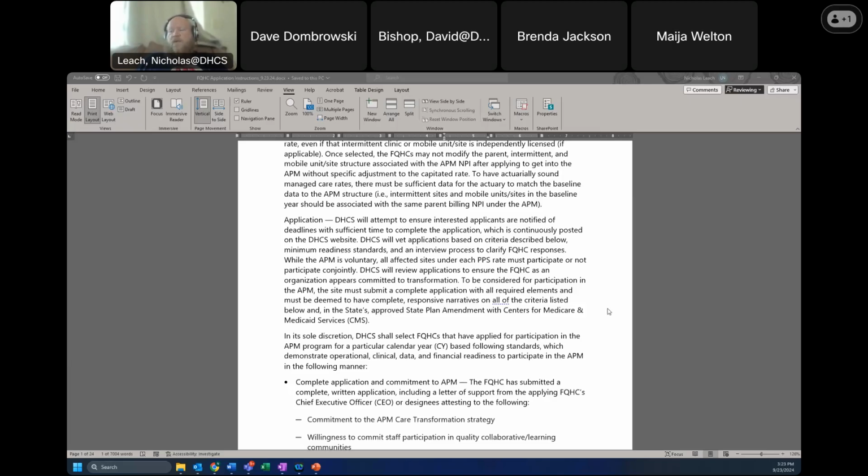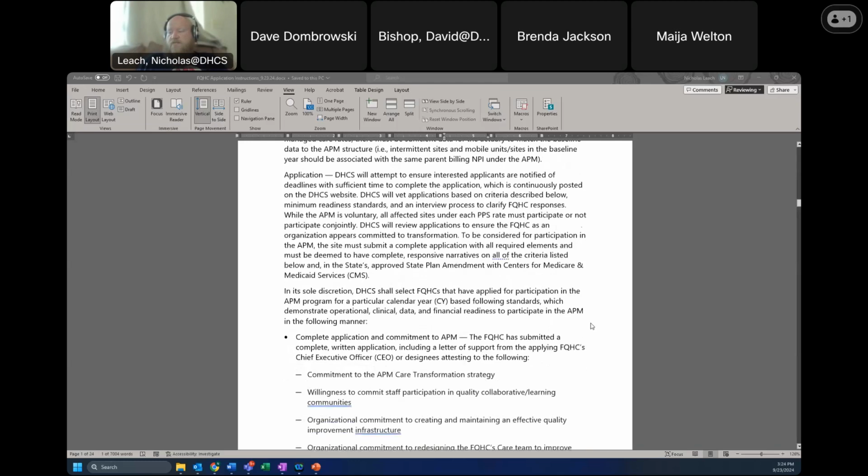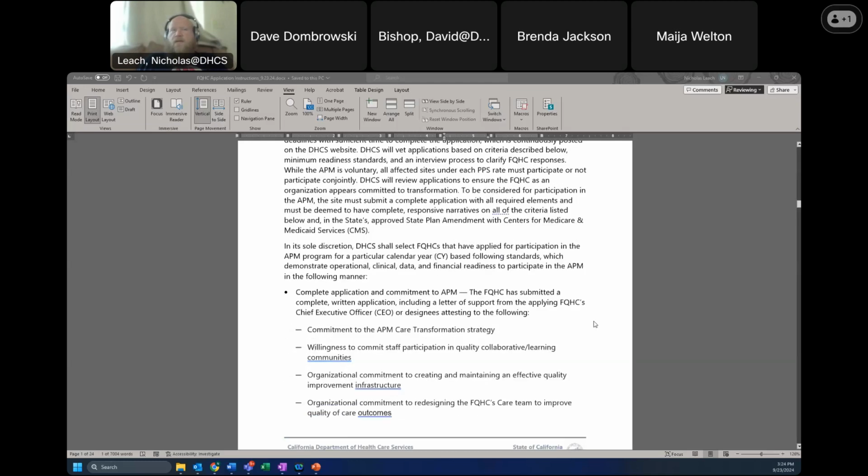We will be reviewing all of the applications, and to be considered for participation in the APM, the site must submit a complete application with all required elements and must be deemed to have complete responsive narratives on all of the criteria listed below and in the state's approved state plan amendment with the Centers for Medicare and Medicaid Services, which is currently going through the process of being approved for our July 1st, 2024 start, which we have called our cohort 1A.